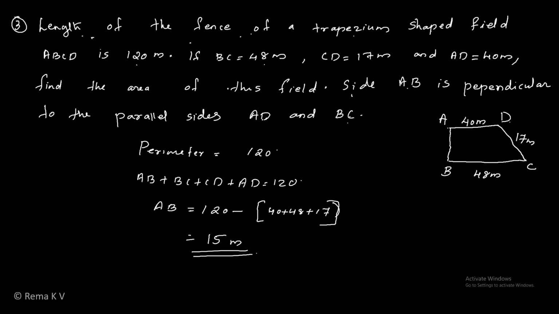The question is to find the area of this field. So how can you find the area? Area is equal to half h into a plus b, where h is the perpendicular distance which we found here as 15 meter, and the parallel sides a is equal to 40, b is equal to 48. You can substitute the values here and find the area. Half into h is 15, a is 40, b is 48. Find out the answer.